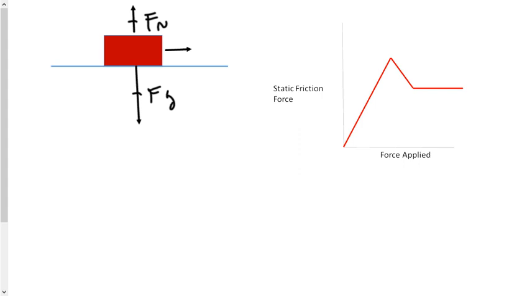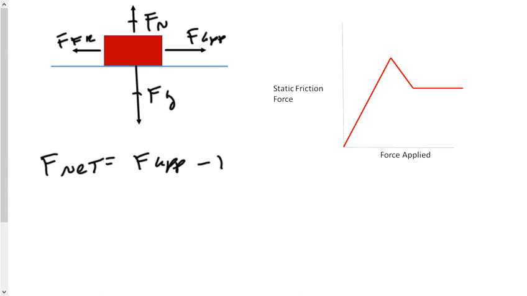We then would do a force applied, and of course a friction force would oppose that. So let's label those. So this would be the force applied, and this of course would be force of friction. And we do know that the net force on this object, force net, would be equal to force applied minus the force of friction.